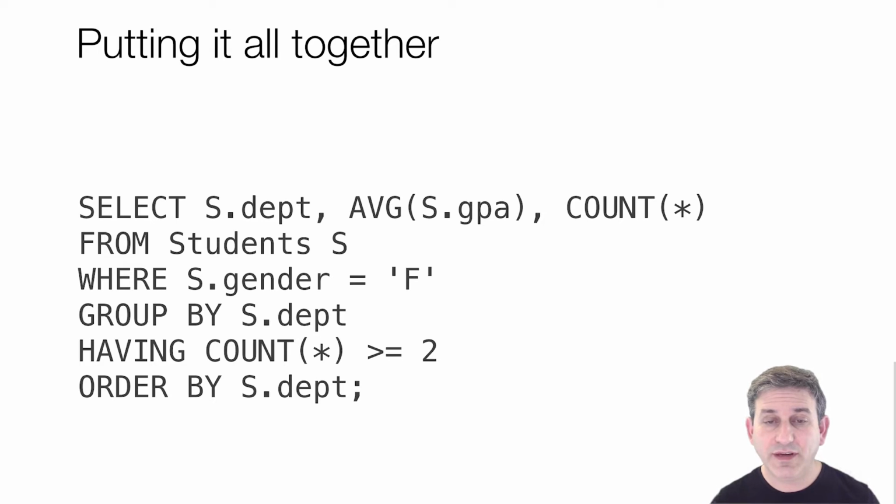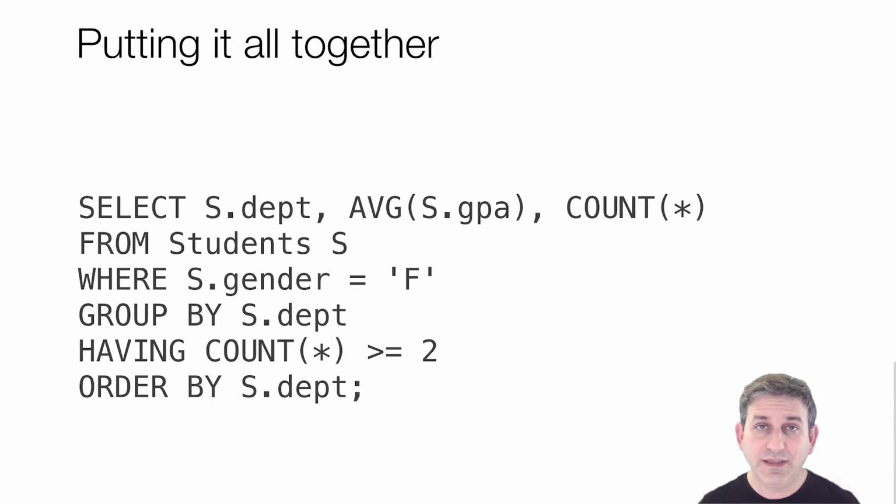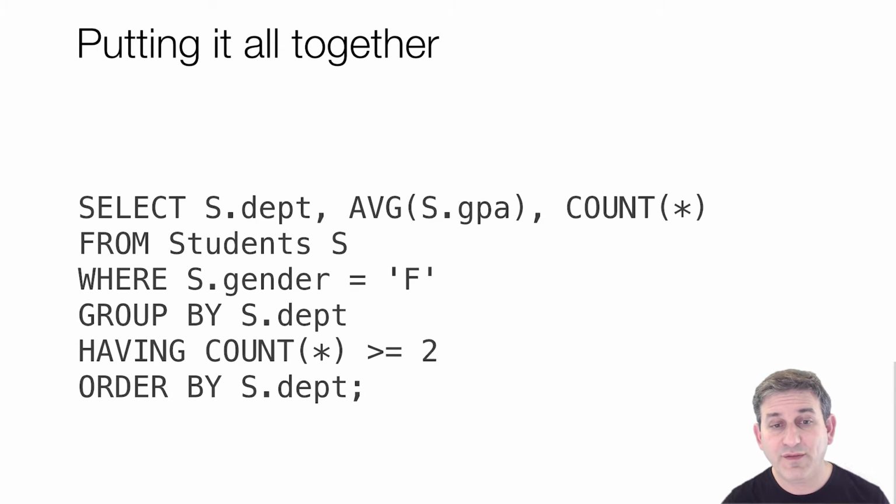Putting this all together, here's an example. Let's read it in the order we talked about. So we look at the from clause. It's over a table called students. And then we look at the where clause. It's saying we're only looking at students whose gender equals F.